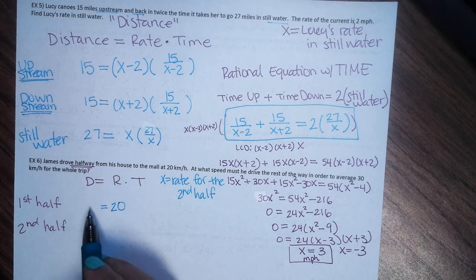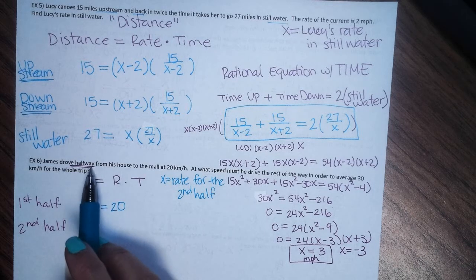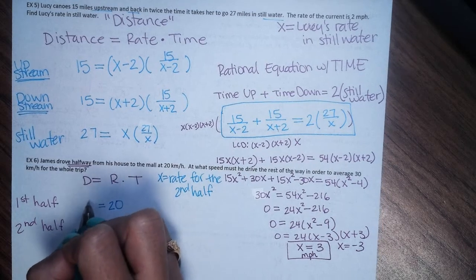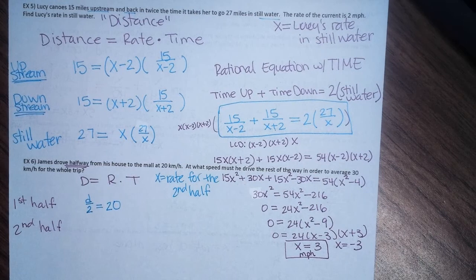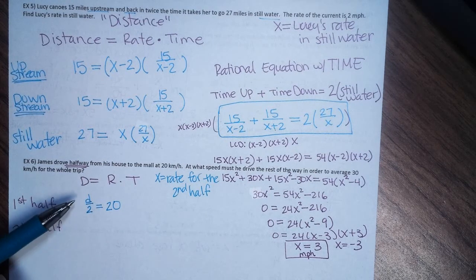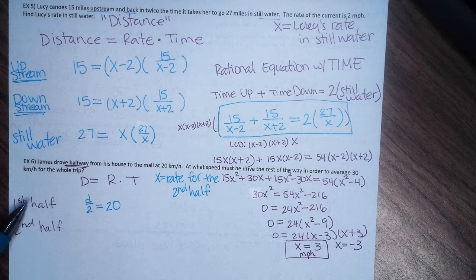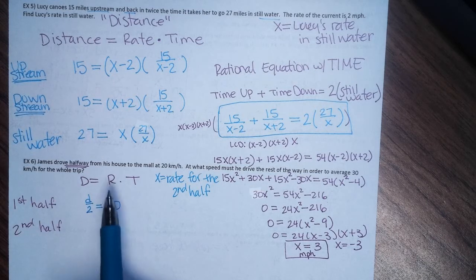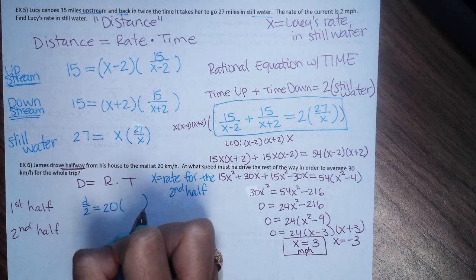Now the problem with this question is we don't know the distance. But it actually won't matter because it says that it's halfway. So for this distance right here, let me just call it d over 2. I'm calling it d over 2 because whatever the distance was, d could be 100 or 10 or whatever, if you just divide it by 2, that represents the distance on the first half. So d over 2 equals 20, because that's his rate, times time.